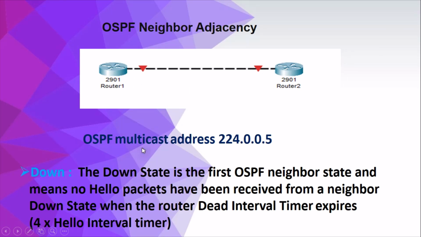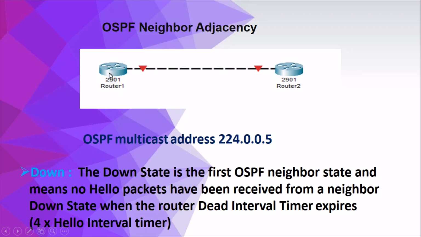The OSPF multicast IP address is 224.0.0.5, and we have one more, 224.0.0.6. So 5 is for the normal OSPF connection, and 6 is generally the multicast IP used for the DR/BDR. So how will the exchange happen using these IPs? The OSPF communication happens using this multicast IP address range. So the down state is the first state, right?